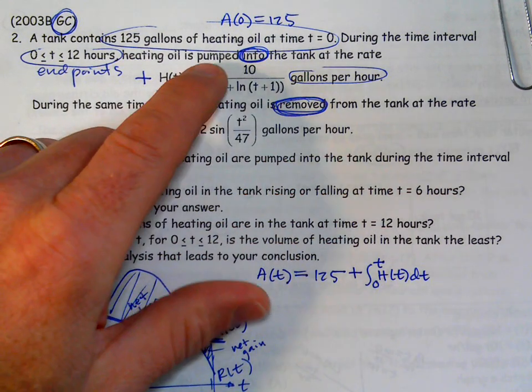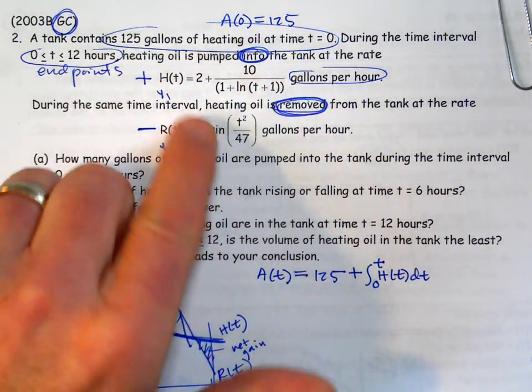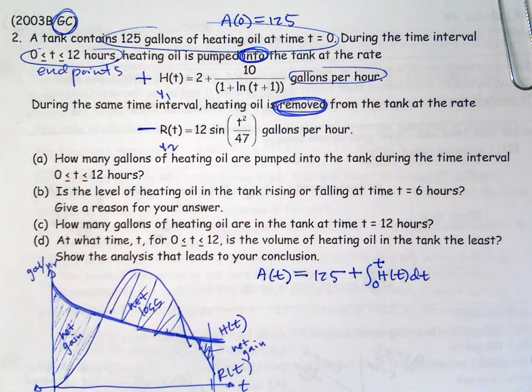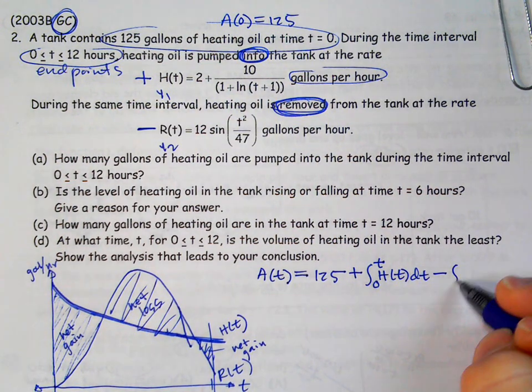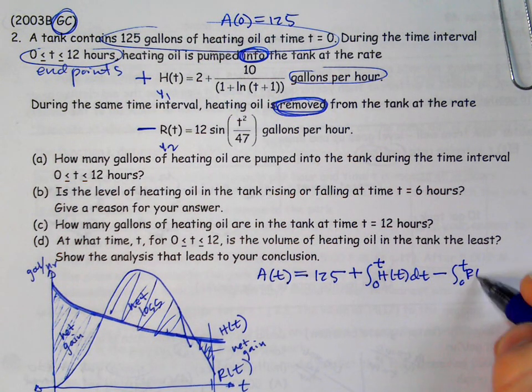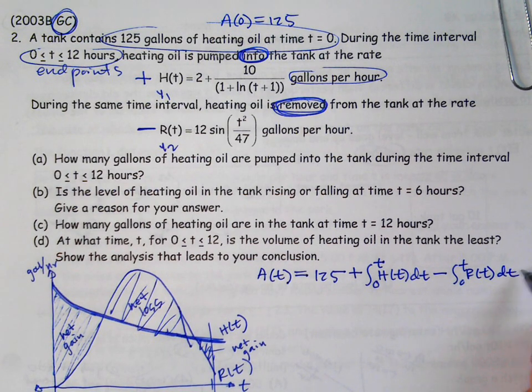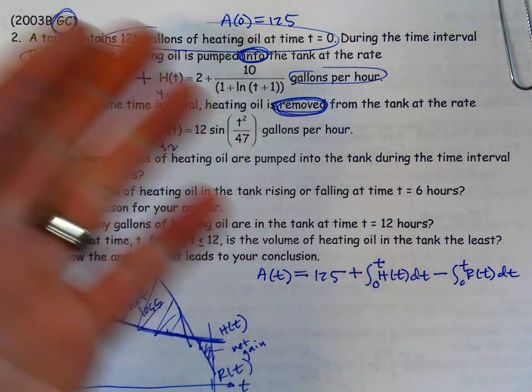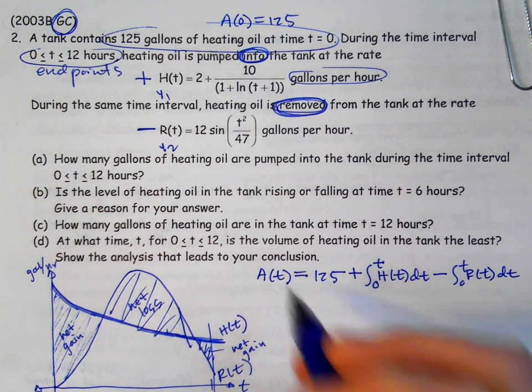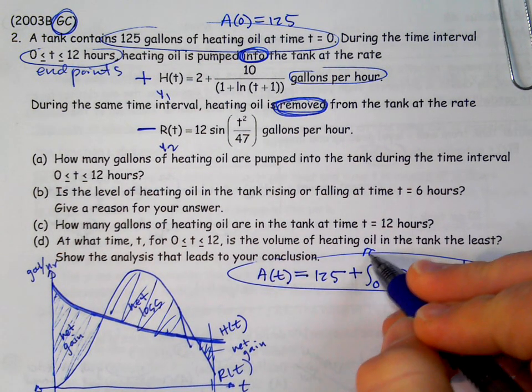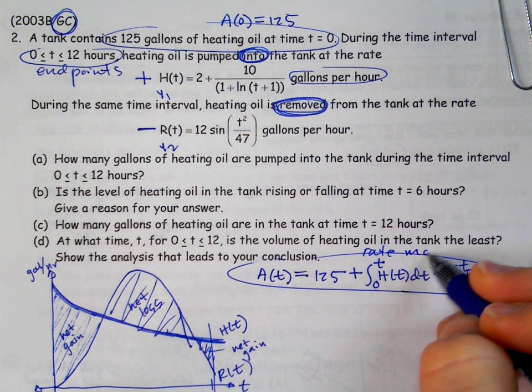On free response questions, you don't have to rewrite this. You can just use the name anywhere in your work, minus the integral from 0 to t of RT dt. Now don't put E and L for entering and leaving if they give different names for it. This is our rate model right here. This is what a rate model is. Okay?